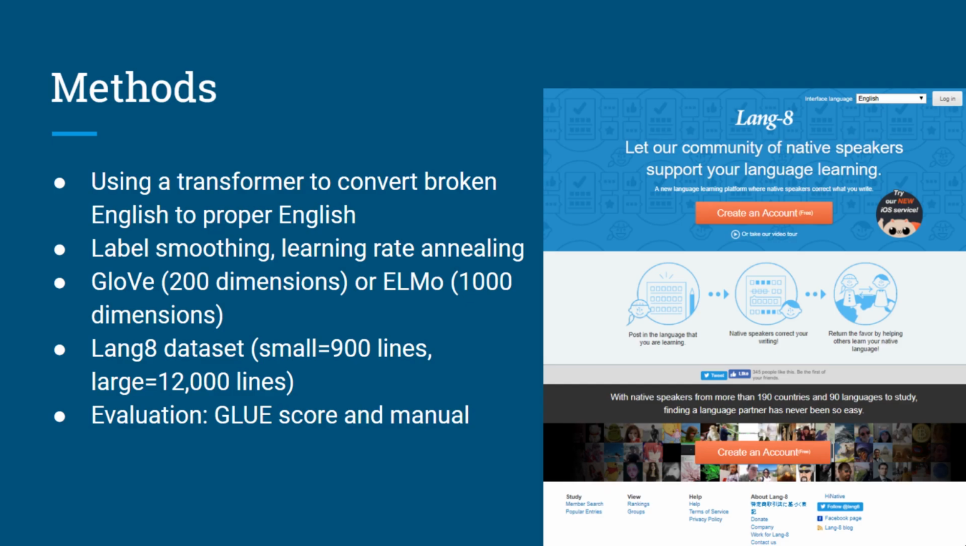In my project, I used a transformer, and I used label smoothing and learning rate annealing, and then I used the GloVe embeddings and ELMo embeddings. I used a Lang-8 dataset, which is from a webpage where a learner of English or another language will post a paragraph, and then a native speaker will correct it. The small data set had 900 lines, the large had 12,000, and then I used the GLEU score, which is similar to the BLEU score, but it's trained for individual sentences, and I also manually looked at sentences.